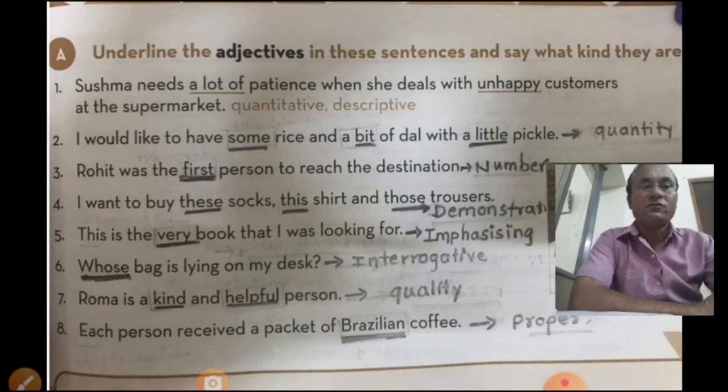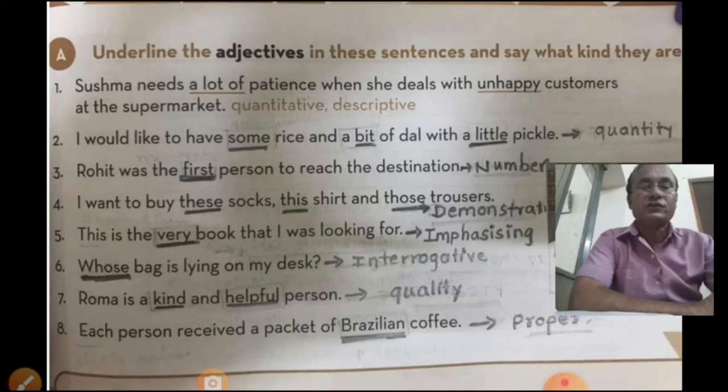Now, exercise number 5 of A. This is the very book that I was looking for. Here, very means the same. This is the same book that I was looking for. It lays the stress. That's why this is called emphasizing adjective. It emphasizes, lays the stress. Own and very are common adjectives used as emphasizing adjectives.